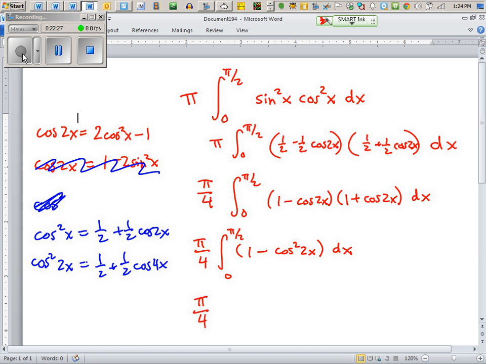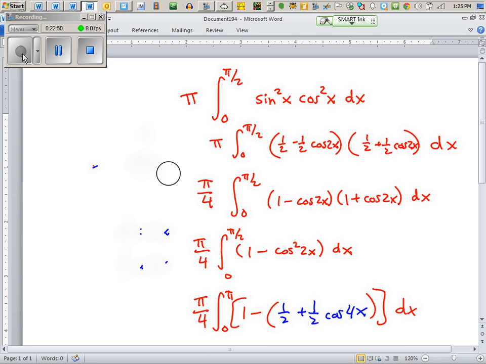So pi over 4, this is 0 and 2. I've got a big fat 1 here minus. I'm planning on replacing that garbage. That cos squared 2x, I'm replacing that with 1/2 plus 1/2 cos 4x. All right, and then I'm going to erase some of my side work so I have some more space, because I'm running out of room again.